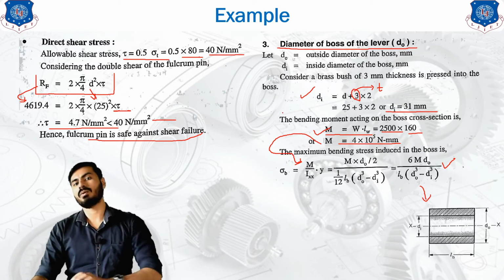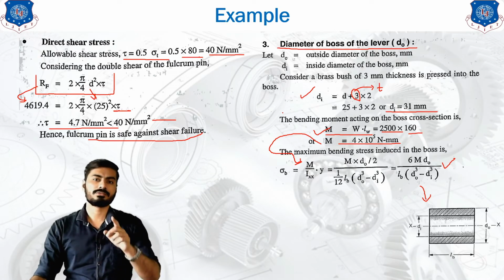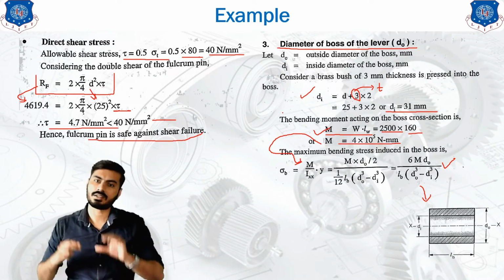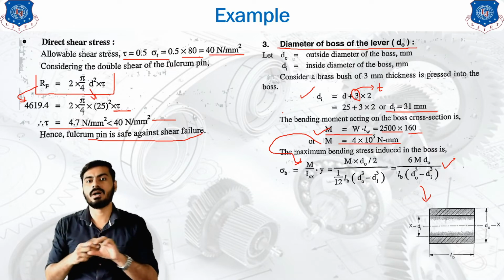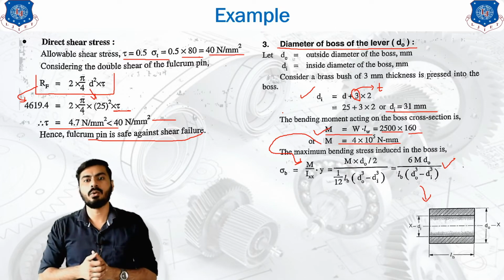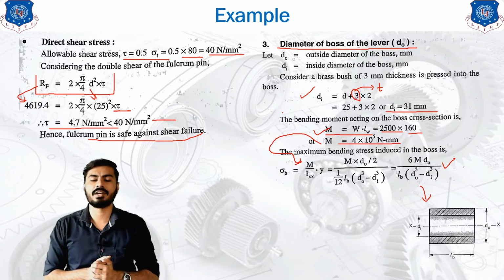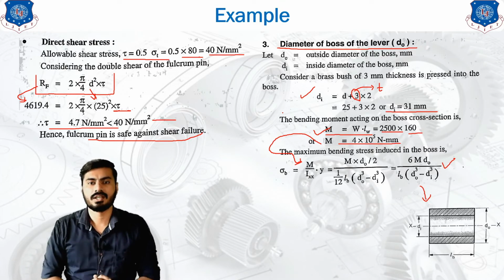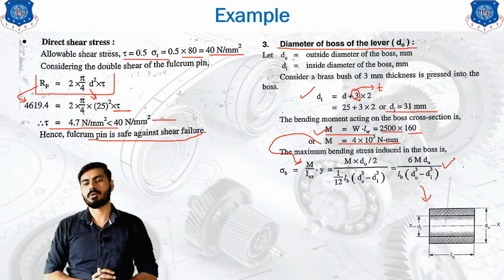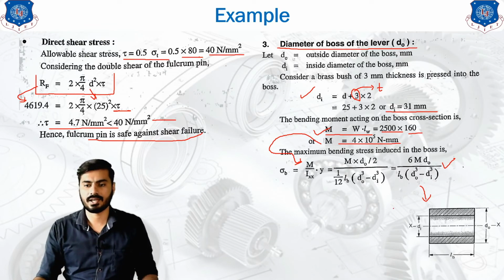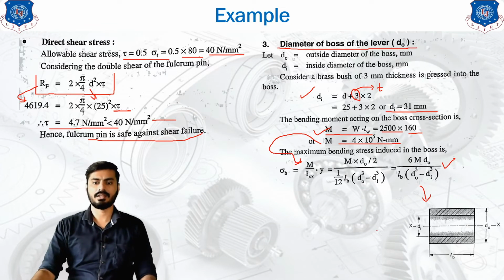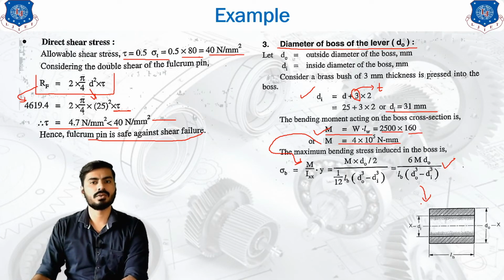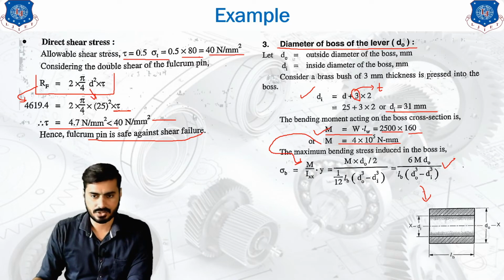This is the diagram of the cross-section view of the fulcrum. The fulcrum contains three different components. The first, middle one is the fulcrum pin. Above the fulcrum pin, you will find the bush, and on the bush we will apply the boss. So you can directly find those cross-section areas from this diagram, from which you will calculate the BD cube by 12 equation.